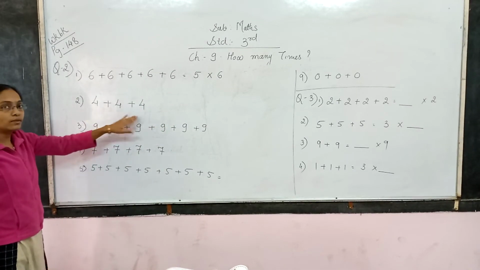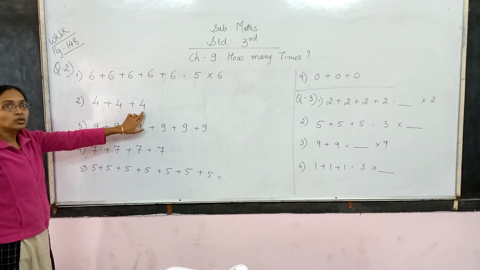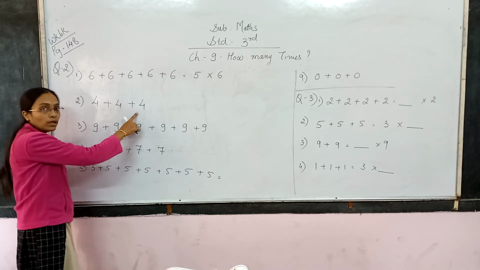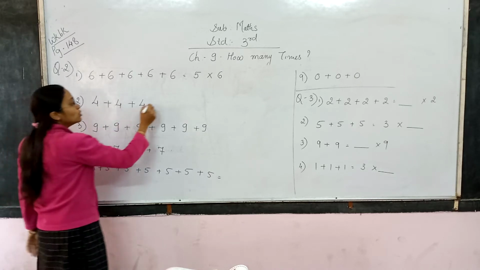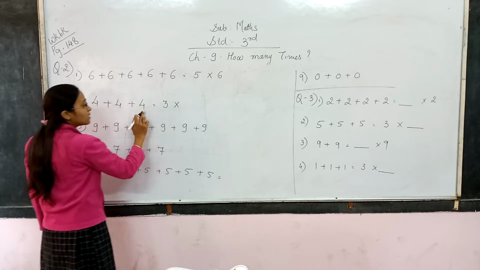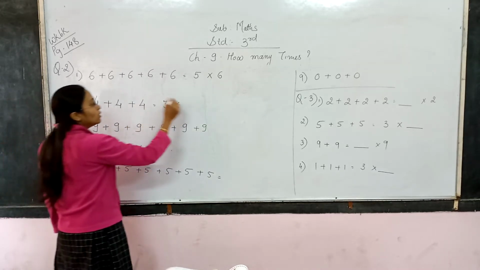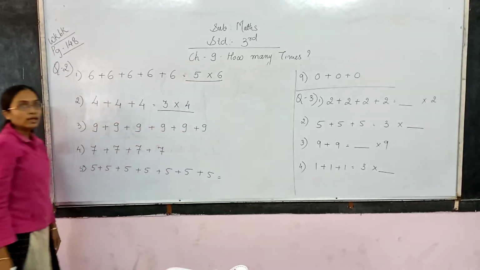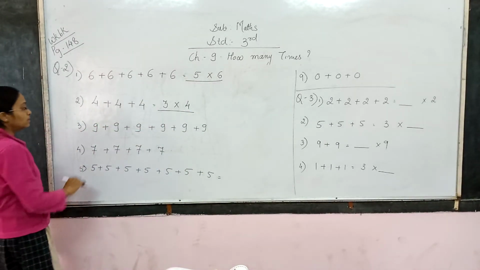And how many times is it repeated? 1, 2 and 3 times. ये जो number है 4 वो कितने टाइम रिपीट हुआ है? 3 times. So we'll write here first 3 multiply by कौन सा number है वो रिपीट हुआ है वो 4. So 3 multiply by 4. Okay, this way you have to write the answer.